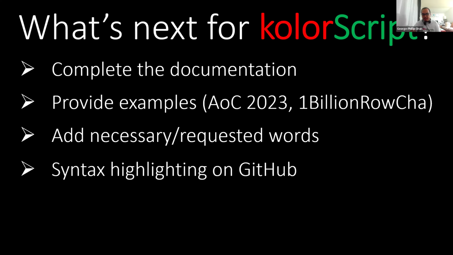There are also words that are not yet there, like emit, or some other necessary words. And syntax highlighting on GitHub. As of the moment, the syntax highlighting is only available in Visual Studio Code. I want to add this so that other users can see the colors of the code, even on the GitHub browser.